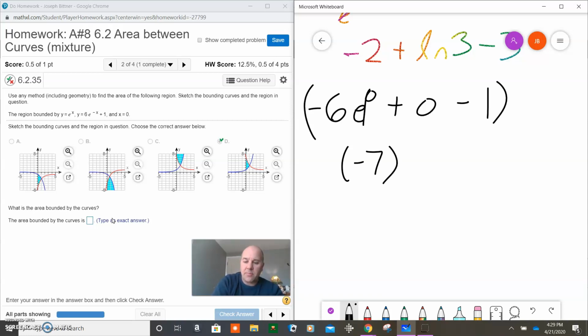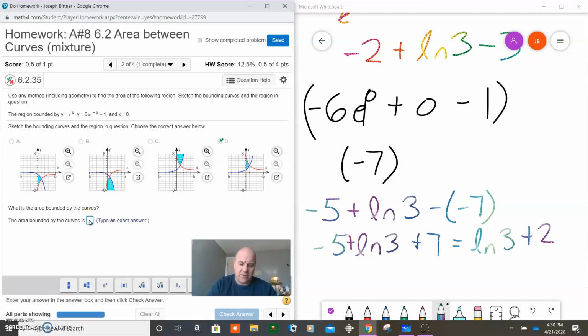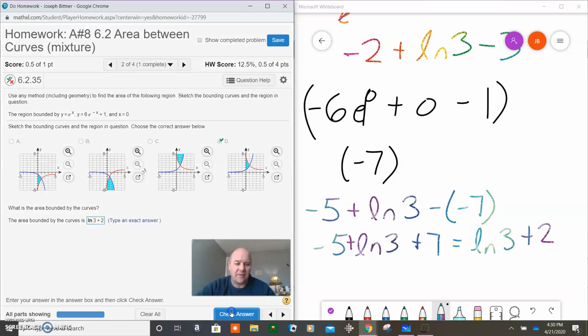So now whenever I combine everything back together, I know this is kind of messy, negative 5 plus natural log of 3 minus negative 7. Well, the negative and the negative are going to combine together and make a plus 7, in which the final answer is, let me read that again, natural log of 3 plus 2. Do take your time. There is a lot of work, a lot of details that you have to pay attention to. I did go through that kind of fairly quickly, so just be careful with this.